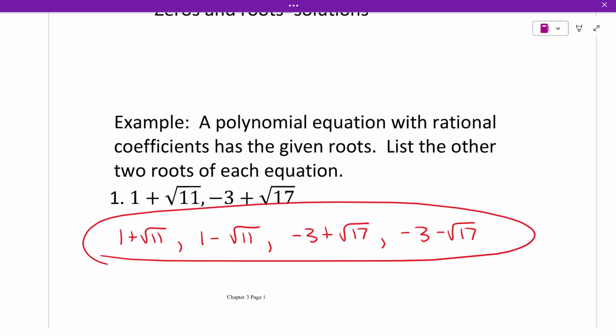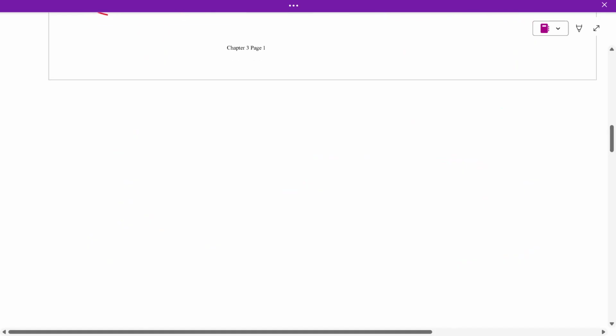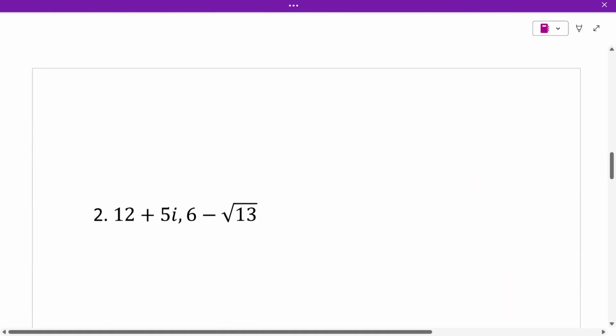What is the power of the polynomial going to be created by these? Since we have 4 solutions, it'll be 4. All right.